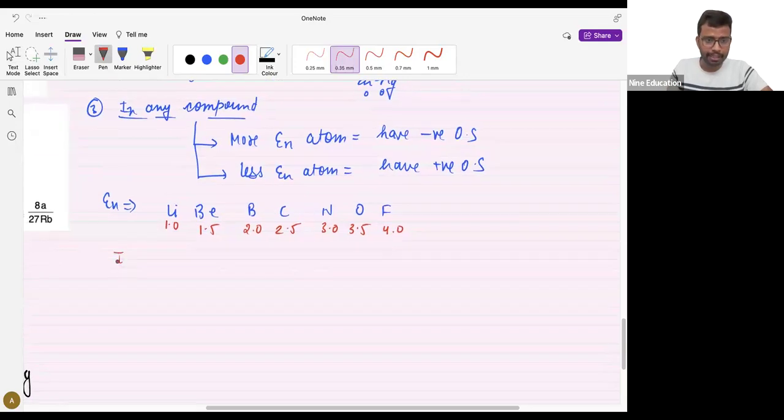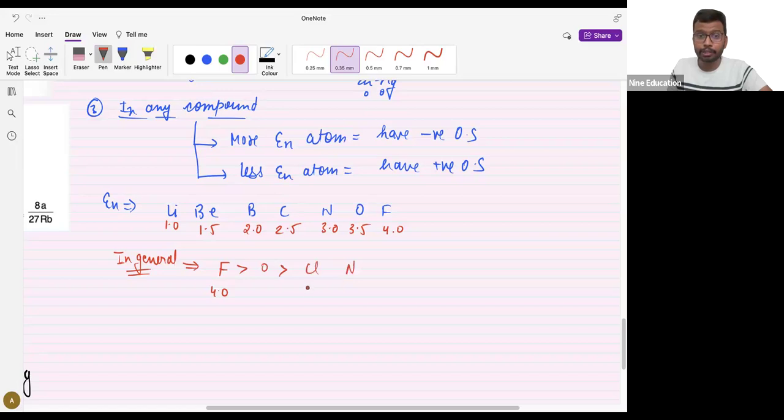So in the journal I am writing how to find which one will have negative oxidation state and which one will have positive between two atoms. Fluorine is most electronegative, so it can take all the electrons towards itself. So first will be fluorine, then oxygen. Between chlorine and nitrogen, both are 3.0. You all know NCl. Yesterday we remembered, but you can treat chlorine as more electronegative than nitrogen. You should remember this.